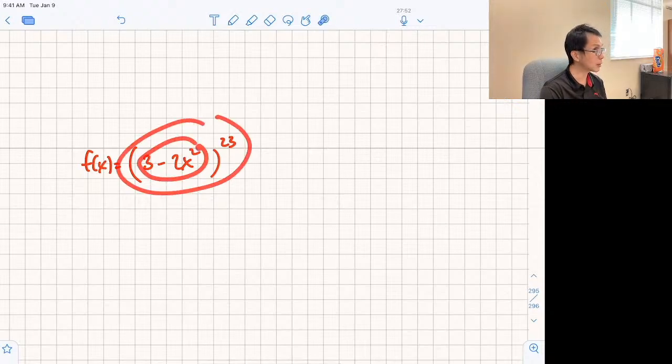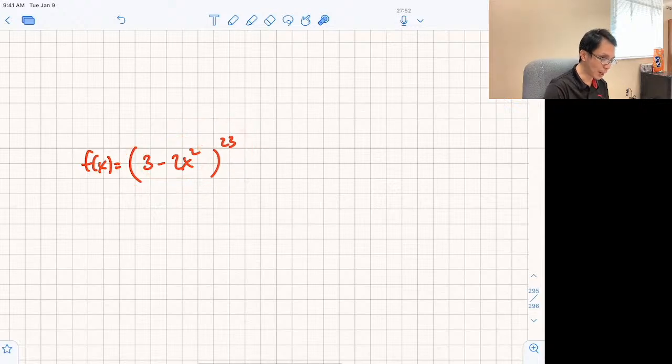Do you see that? So what I'm going to do is assume this whole thing as an x. Can I take a derivative of x to the 23 power? What is that? 23x to the power 22, right? So f prime of x is 23x to the 22. Does that make sense?